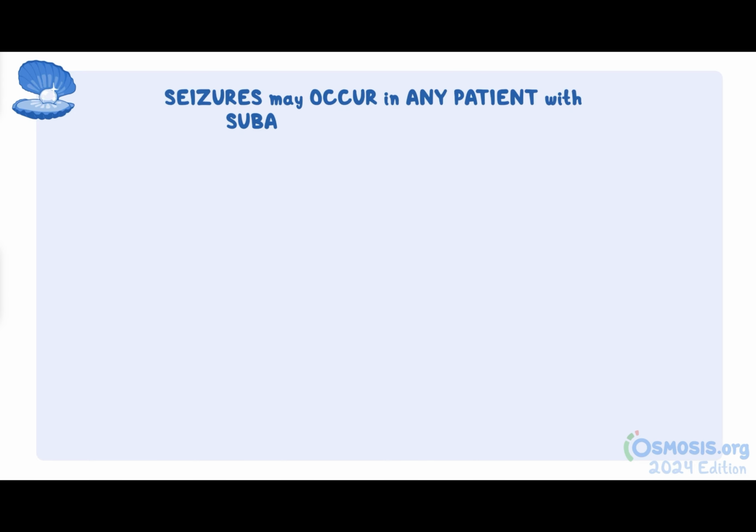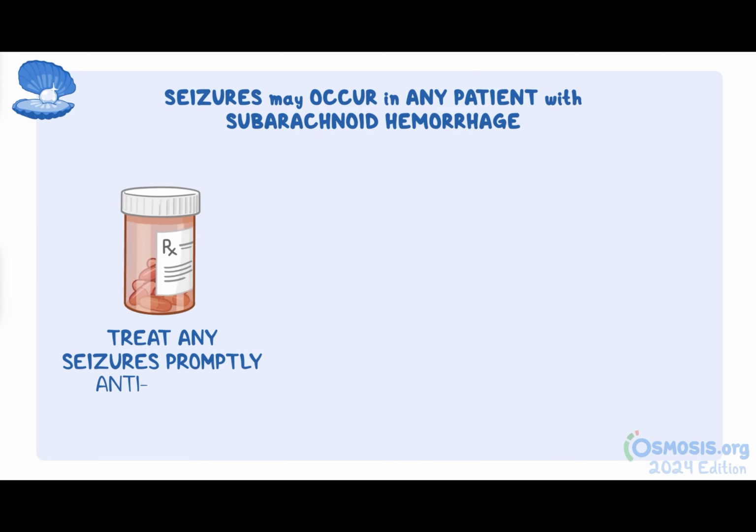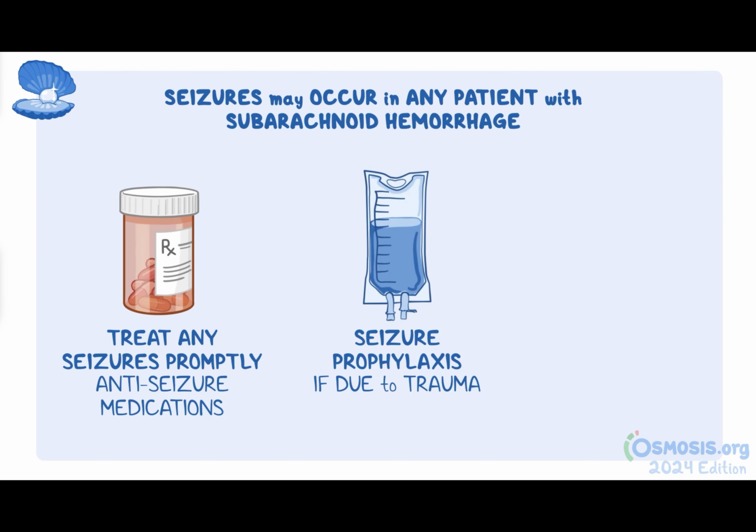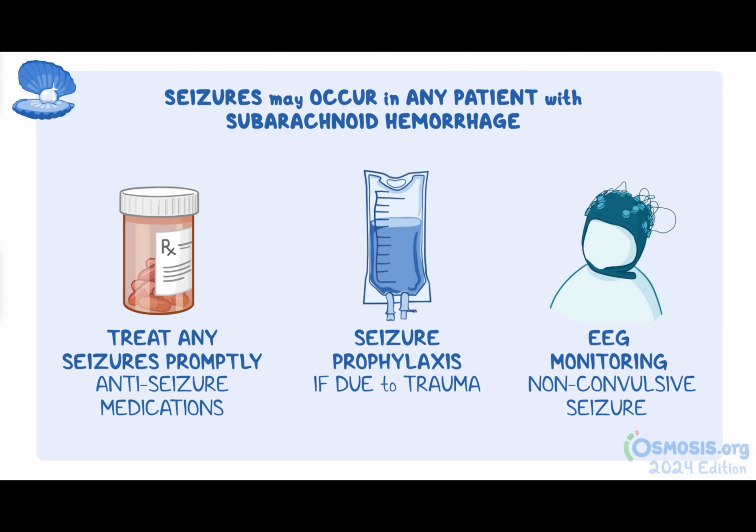Now, here's a clinical pearl to keep in mind. Seizures may occur in any patient with subarachnoid hemorrhage, so be sure to treat any seizures promptly with anti-seizure medications. Moreover, if the hemorrhage is due to trauma, start seizure prophylaxis with an anti-seizure medication. Finally, if the patient has persistent poor mental status, consider EEG monitoring to evaluate for non-convulsive seizures.